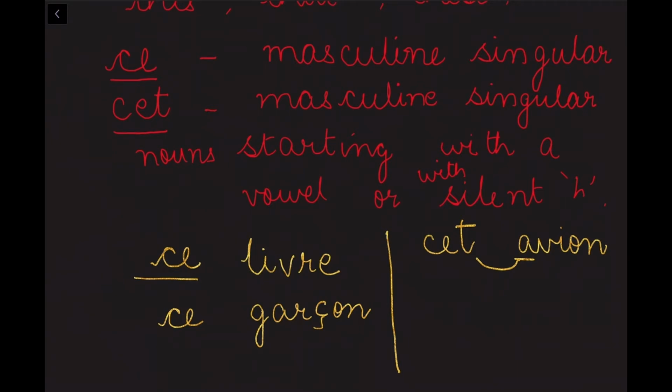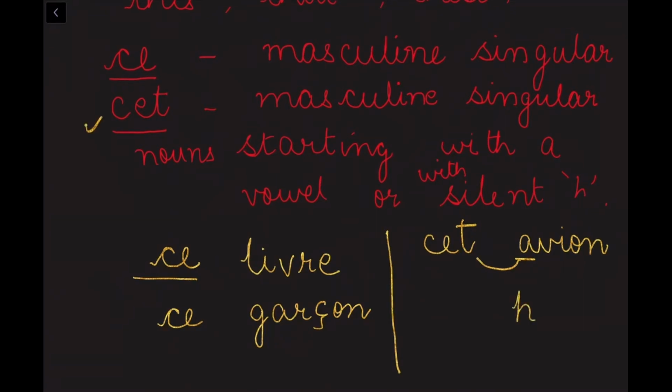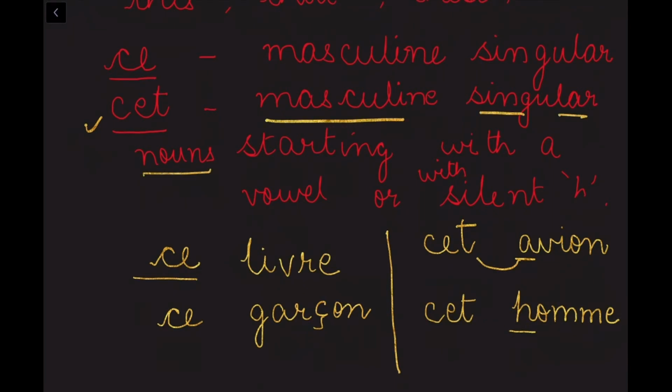I hope by now you are getting this hack of it, that these French people, they have a problem with the vowel clash. Another example we can take here is of homme. Homme means a man, and here it is starting with a silent H, so we use cet homme. So for masculine singular nouns which are starting with a vowel or a silent H, we'll use cet in place of ce. The rest of the masculine singular nouns will go with ce.